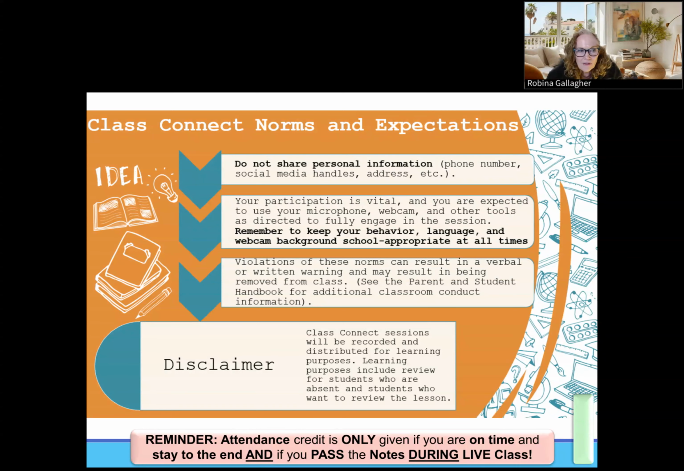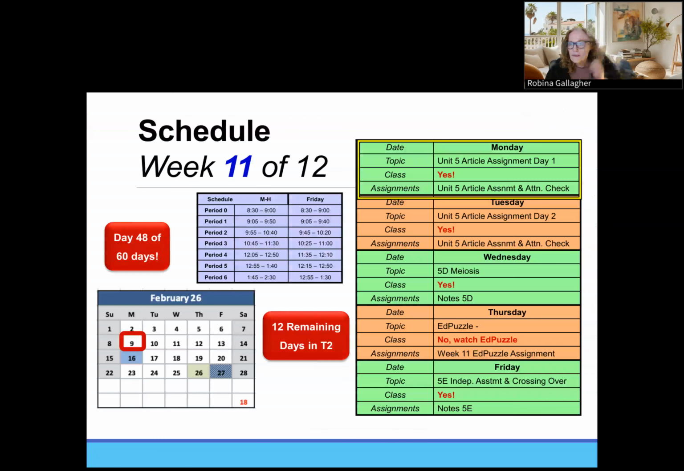Please never ever share any personal information for your safety and the safety of others. Always keep your behavior, language, and webcam skill appropriate and respectful. Know that your participation is oh so important. Can't stress it enough. The more you participate, the more you get out of class. The more you get out of class, the better you're going to do, and the better the class is going to be. So thank you for that. And then last but not least, always remember that these sessions are recorded and distributed for learning purposes.